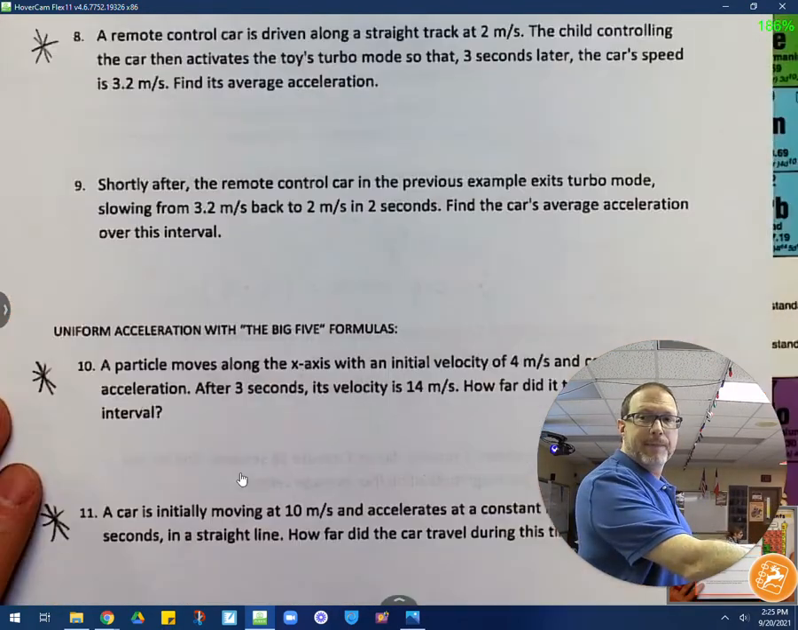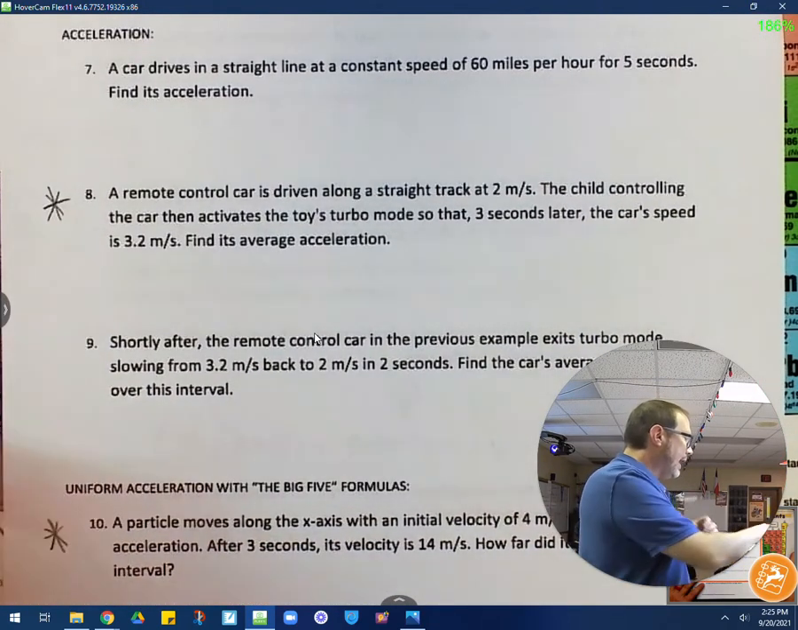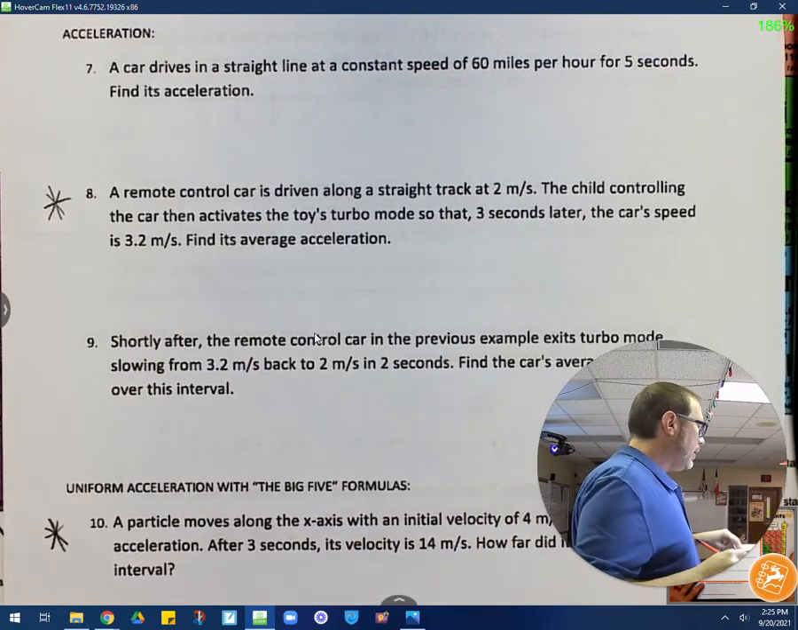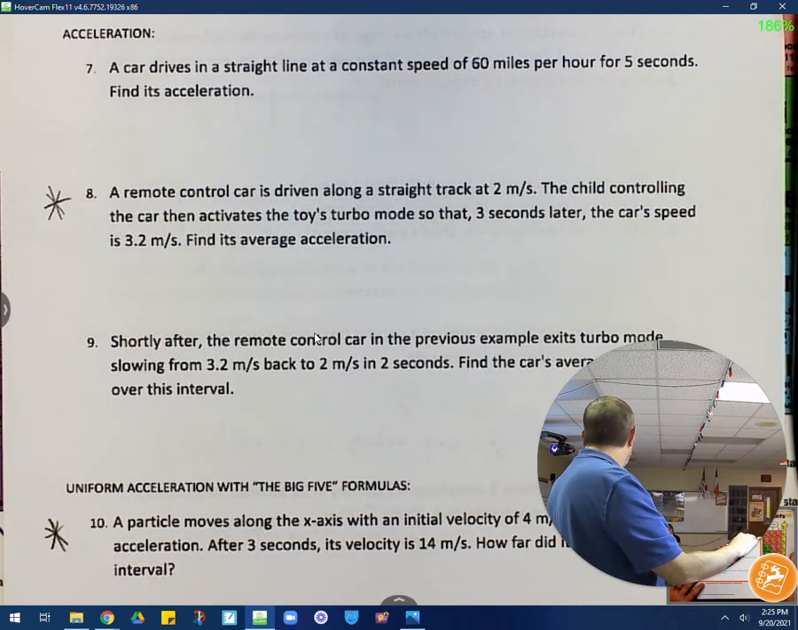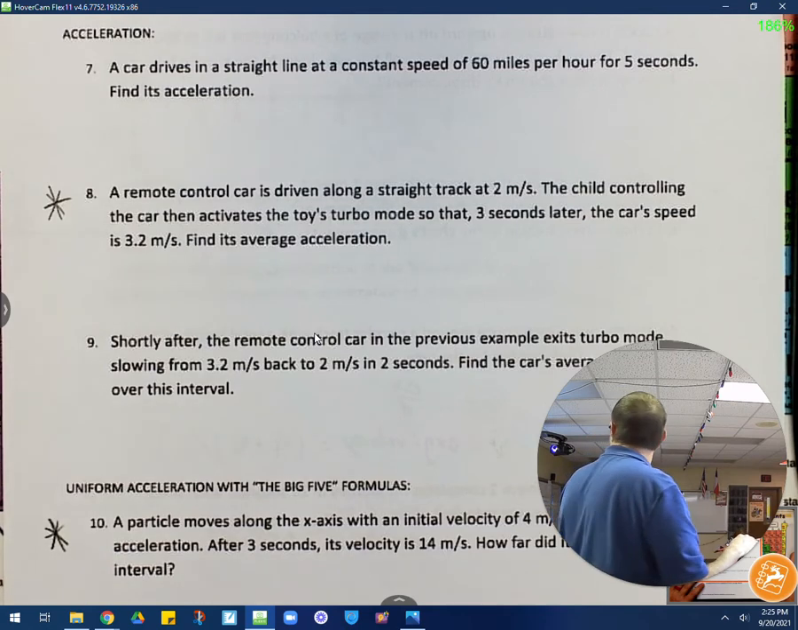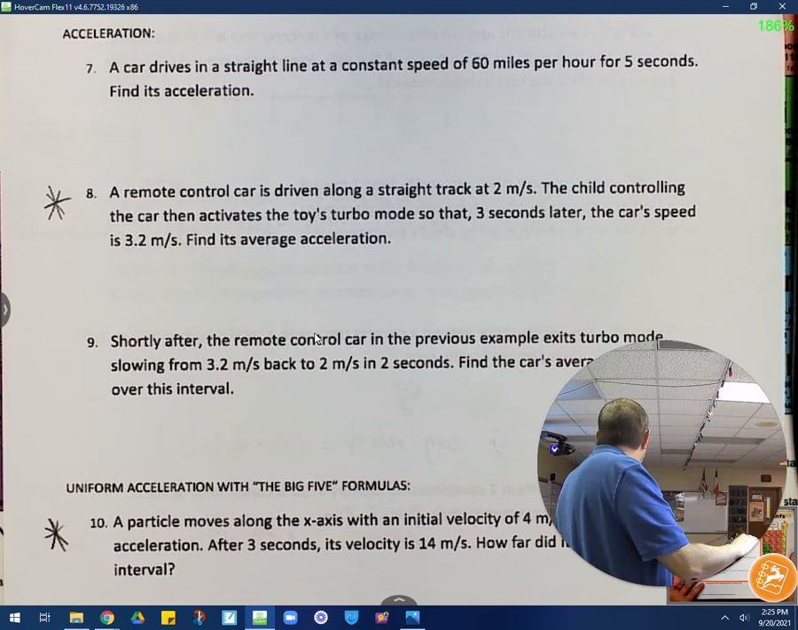We're going to take a look at acceleration. Now, you did a lab last week where you were looking at acceleration due to gravity, the acceleration of an object in free fall. We found that gravity's acceleration is about 9.8 meters per second squared, meaning for every second that something's falling, it will accelerate by 9.8 meters per second.